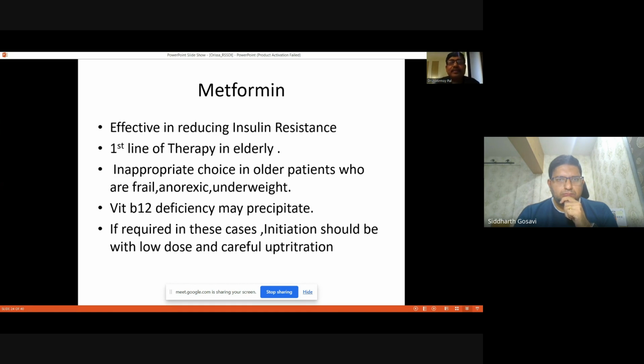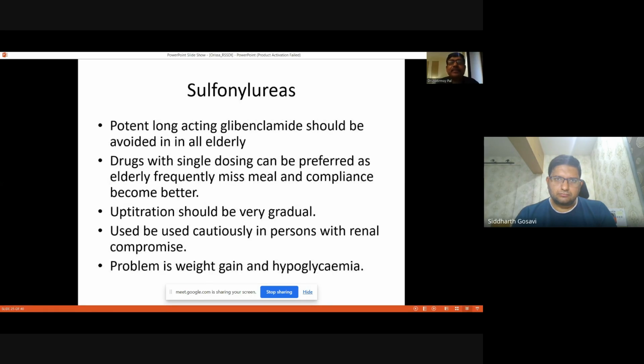First is metformin. It is very effective in reducing insulin resistance, and it is considered in most of the guidelines as a first line of therapy. But with inappropriate use, or if you suddenly give higher doses, the elderly patient may become anorexic and can lose weight. Another issue is vitamin B12 deficiency, particularly if the patient is vegetarian and not taking an adequate diet. Metformin is a very good drug because in the elderly insulin resistance is a major issue. So it should be considered first line of therapy, but initiate with a low dose so that the patient can tolerate it from the GI viewpoint, and if required, you carefully uptitrate.